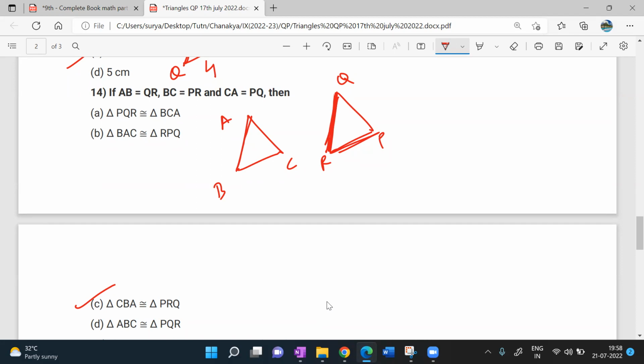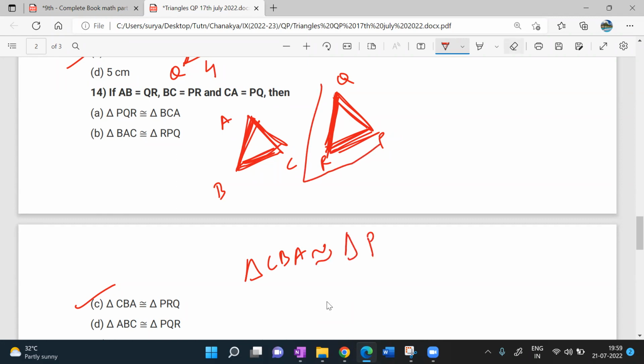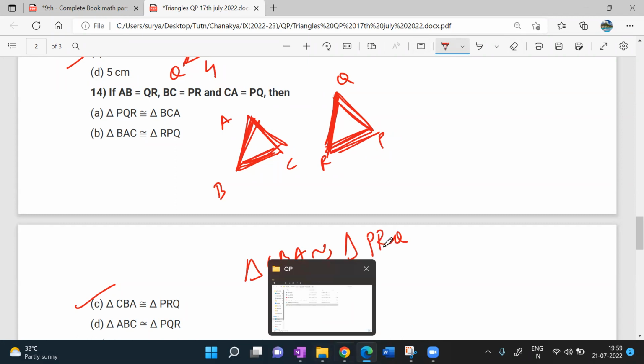So AB is equal to QR. BC is equal to PR. And CA is equal to PQ. Then it should be QRP, but the inverse of the triangle, like CBA, should be PRQ. Triangle CBA is congruent to triangle PRQ. It's in the order, sir. This is how we got this.